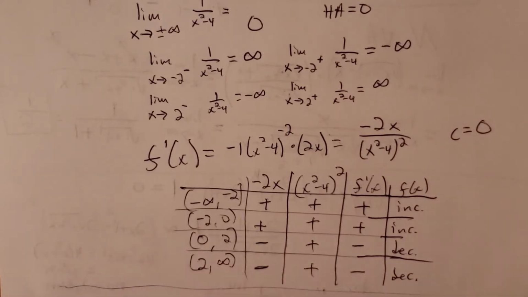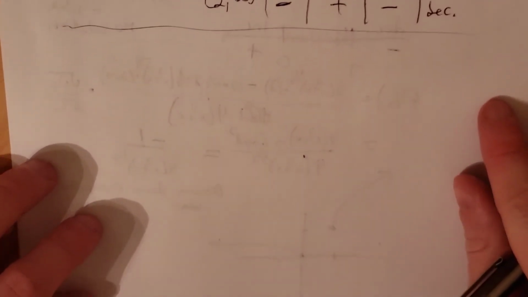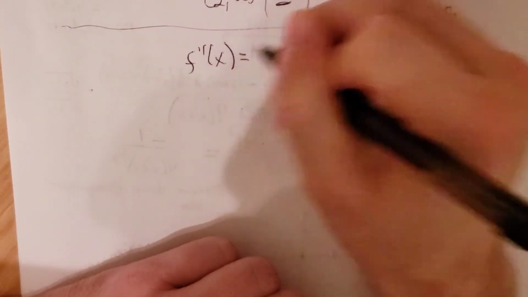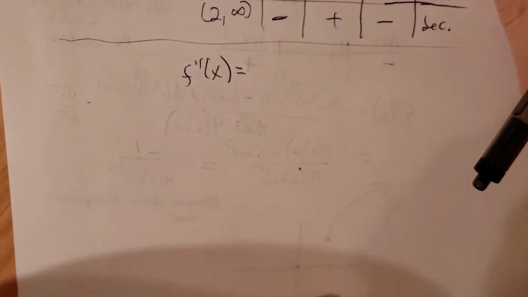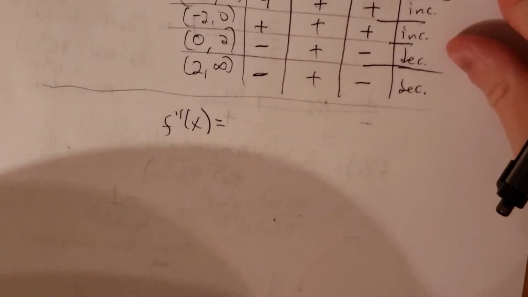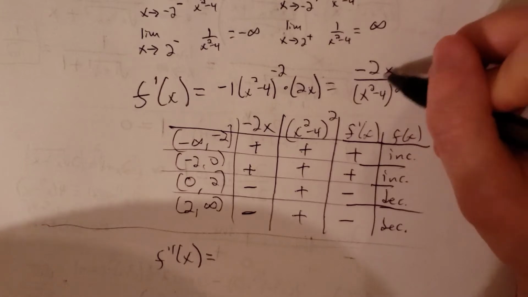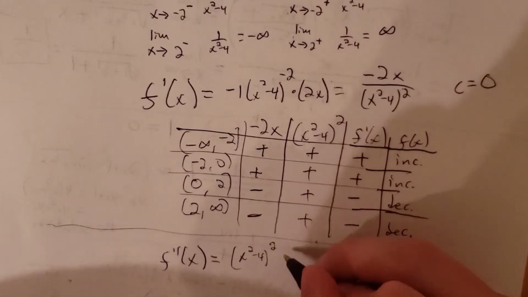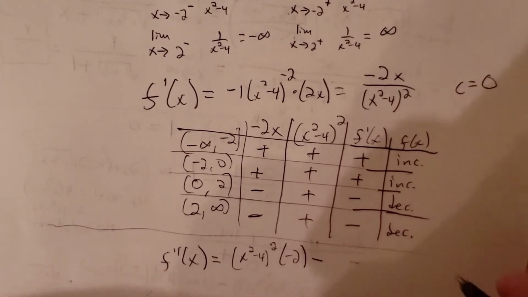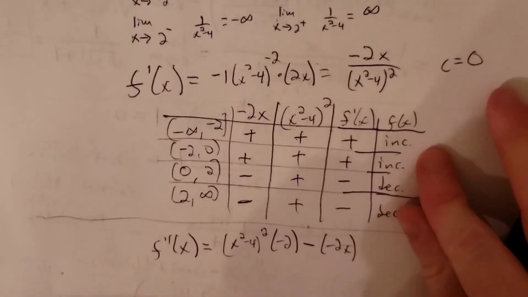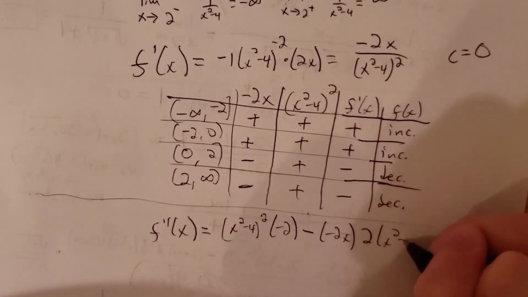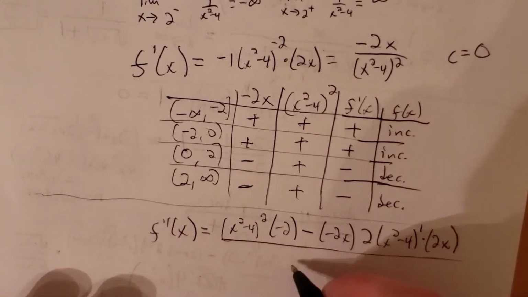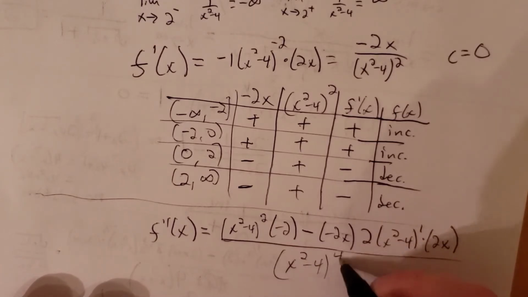All right, so then let's do the second derivative. f double prime of x is equal to... All right, to do this, we need to take the derivative using the quotient rule of this right here. So we get the denominator times the derivative of the numerator minus the numerator times the derivative of the denominator, all over the denominator squared.